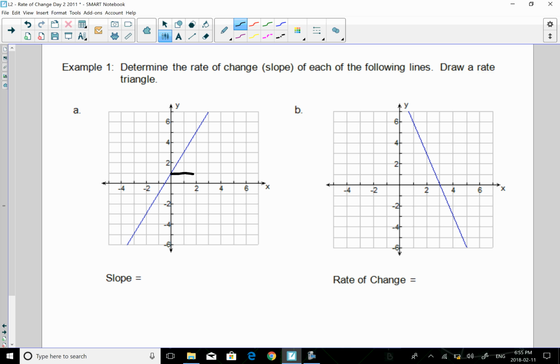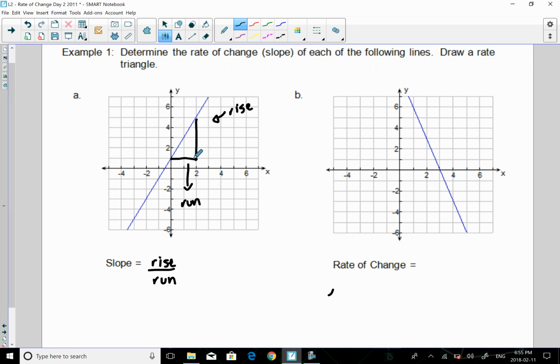I'm going to make a triangle here and here. So remember, this is my rise, this is my run. That's the formula for slope, rise over run. So I can either look at how much it's changed from here to here. So it's gone from 1 to 5. So 5 minus 1 I know is 4. And then from here it's 2 to 0. So I know that's 2 minus 0 is 2. So I sub them in like that. 4 over 2, which is 2.